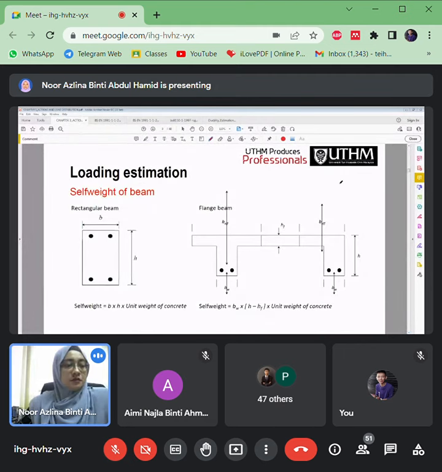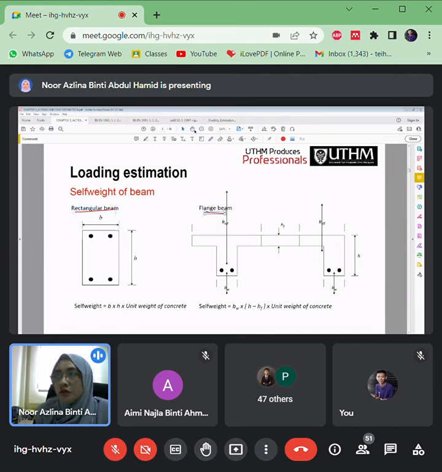All right, this is how to calculate the safe weight. We have two types of beam here. First, we have a rectangle beam, and then we have a flange beam.